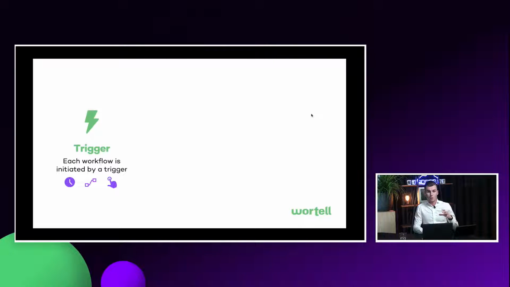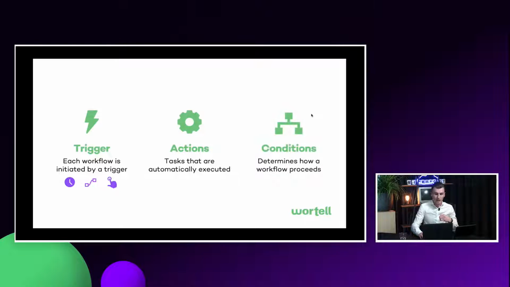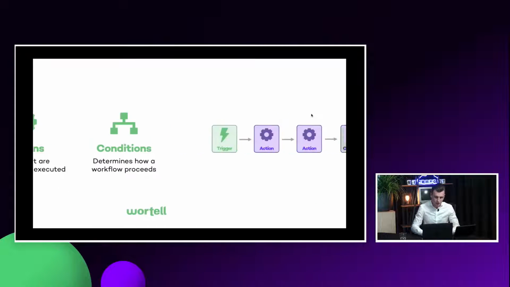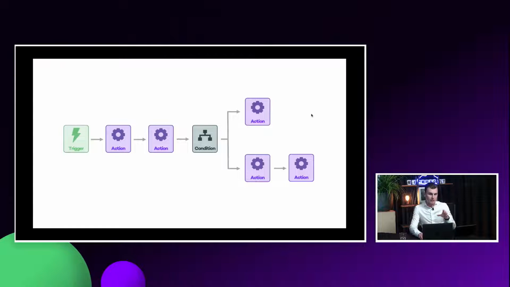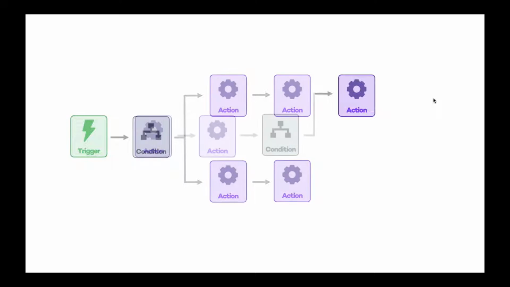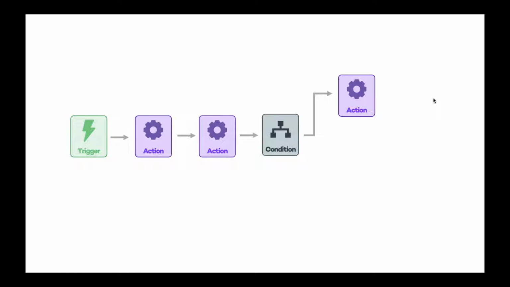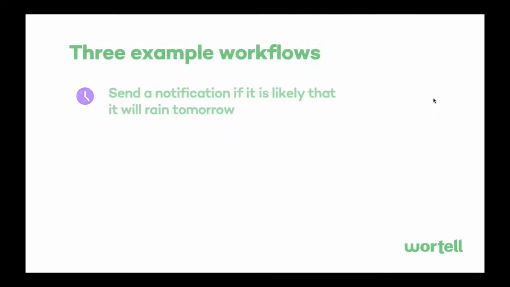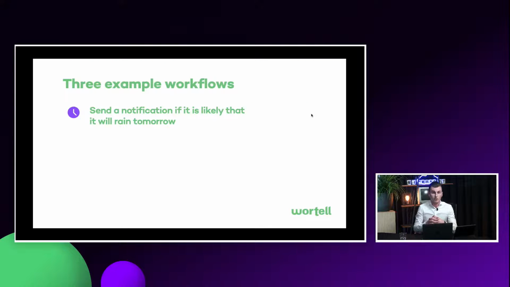When a flow starts with a trigger, you add actions to it, which are basically the tasks that the workflow executes automatically. And you can add conditions which determine how a workflow proceeds, so a workflow can end in multiple different ways. When you create a workflow, it basically looks a bit like this. By combining the different building blocks, you can create basically any type of workflow that you want. At first this may seem difficult, but as you will see in the demonstration of Jeremy, it's actually really easy to work with.